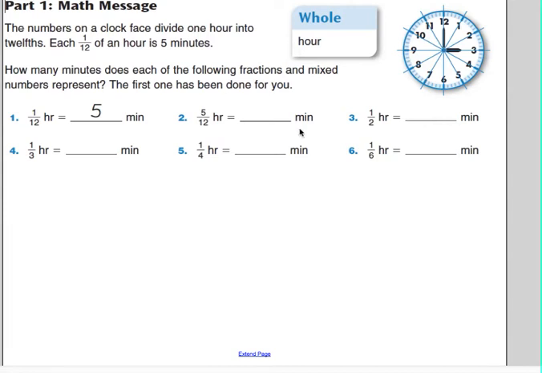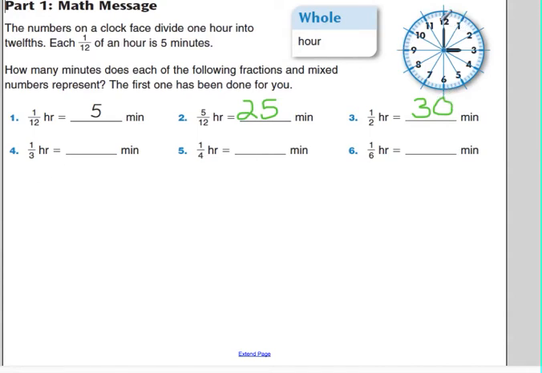Let's check to see what you put for number 2. 5/12 of an hour equals how many minutes? 5 times 5, right, 25 minutes. Half of an hour is how many minutes? 30 minutes.